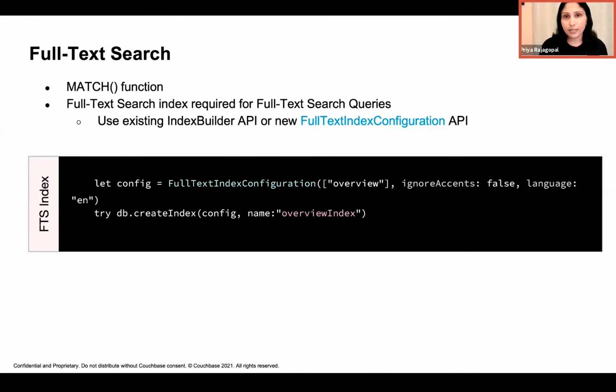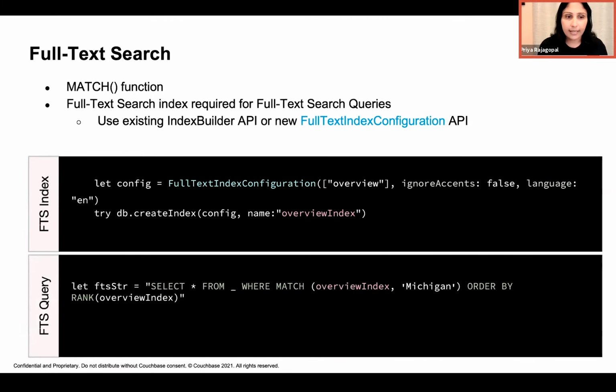So how do you use this full text search index within your full text search query? Here is an N1QL statement. Once again, select star from underscore. We just discussed what that syntax means. Full text search is enabled through the match function. To the match function, you provide the full text search index that we just created, and you provide the keyword on which you want to do the full text search. In this particular example, we are also ordering the result set by relevance. And of course, running a full text search query is similar to the way you would run a regular query.